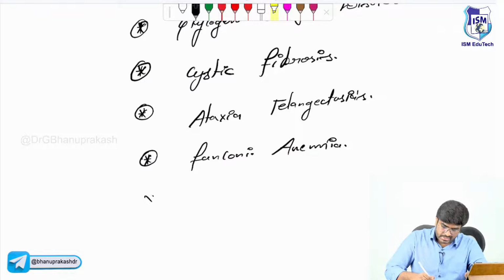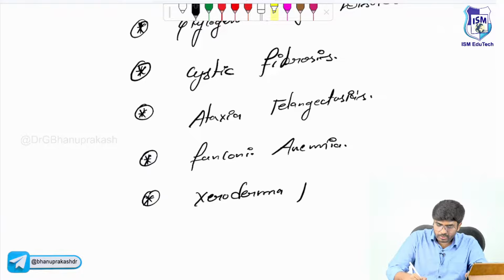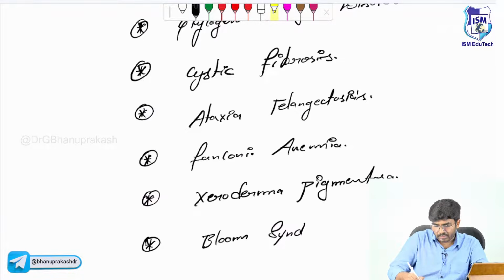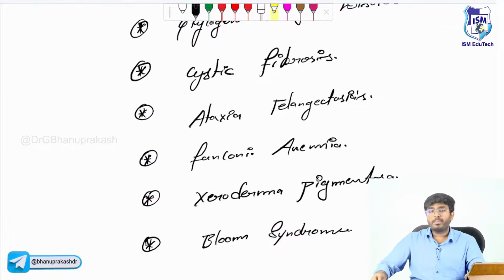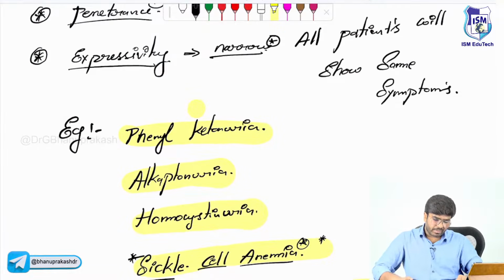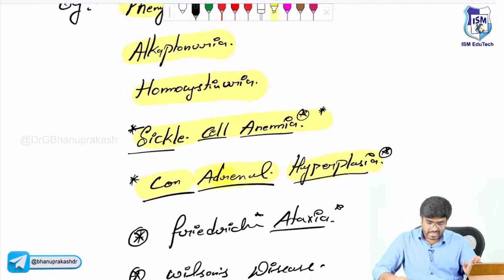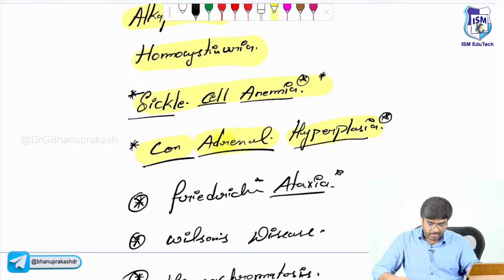Any other examples? Yes, xeroderma pigmentosa. Next, a syndrome called Bloom syndrome. So these are examples which you need to know for your exam. If you know this much, that's more than enough, sir. Okay, so just a recap. What are the examples of autosomal recessive disorders? Phenylketonuria, alkaptonuria, homocystinuria, sickle cell anemia, congenital adrenal hyperplasia.